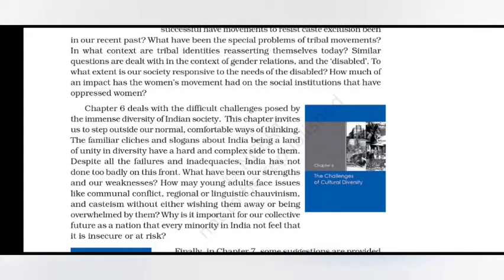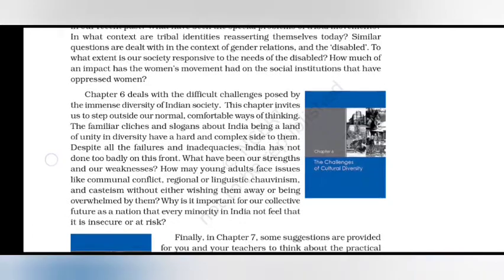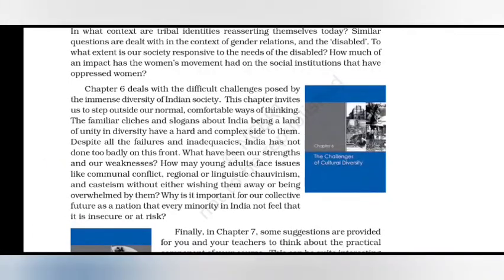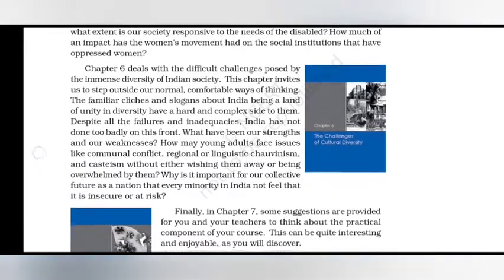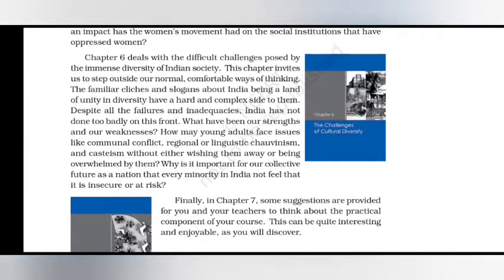Similar questions are dealt with in the context of gender relations and the disabled. To what extent is our society responsive to the needs of the disabled? How much of an impact has the women's movement had on social institutions that have oppressed women?